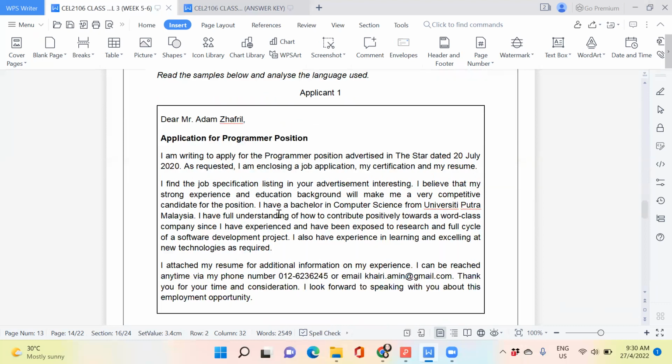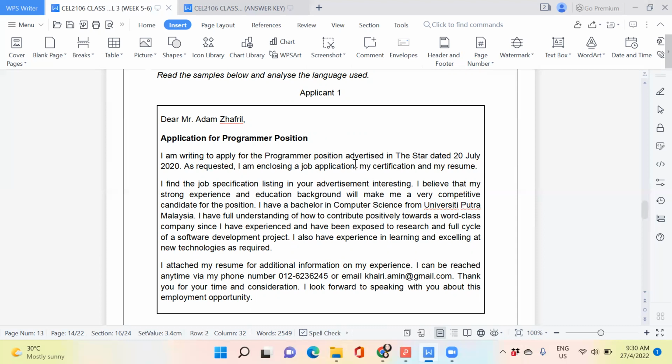So for example, this one, I am writing to apply for the programmer position. So these are the changes that I'm talking about. Okay. So you kena cakap, what are you applying for? You tak boleh cakap, I am applying for a job. Boleh, no problem. But it doesn't sound personalized to me. So you want to include your soul into this job application letter so that they understand the urgency or how much you want this job.